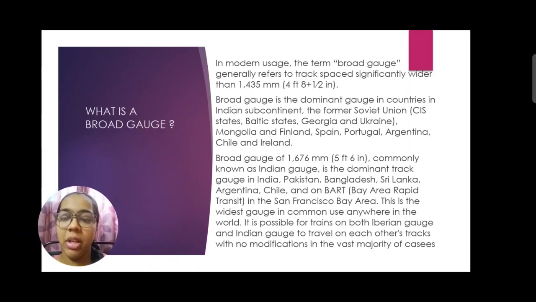Broad gauge of 1676 mm or 5 feet 6 inches, commonly known as Indian gauge, is the dominant track gauge in India, Pakistan, Bangladesh, Sri Lanka, Argentina, Chile and on BART, which is Bay Area Rapid Transit in the San Francisco Bay Area. This is the widest gauge in common use anywhere in the world. It is possible for trains on both Iberian gauge and Indian gauge to travel on each other's tracks with no modifications in the vast majority of cases.